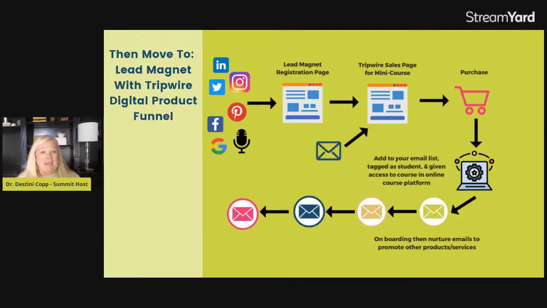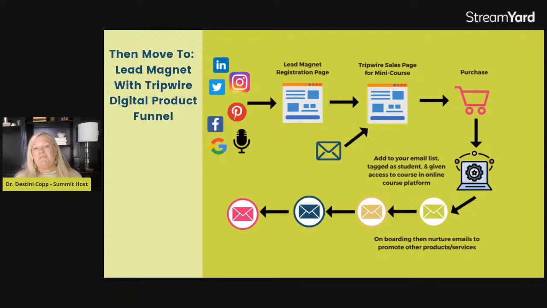And then on the next page, you're going to replace that thank you page with your tripwire sales page for a mini course or whatever type of digital product you're selling. It could be as simple as a checklist or swipe files, let's just say. So whatever you're selling, you're going to sell them that. And then if they purchase, you're going to get their information. You're going to tag them in your email service provider as a student or whatever you're calling your course. You're going to give them access to your course in your online course platform. And then you're going to continue there with your nurture sequence.